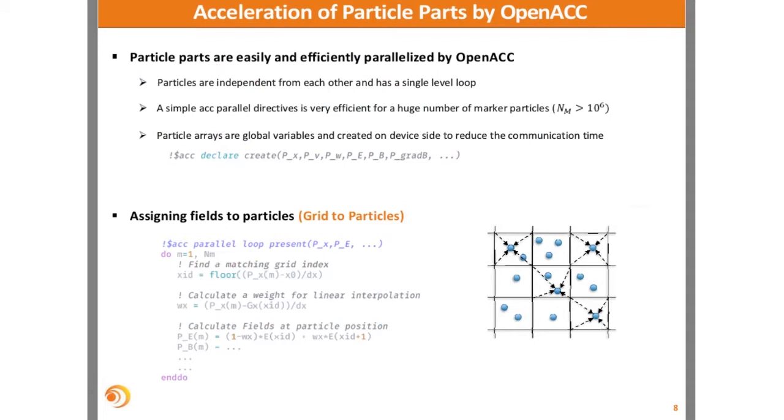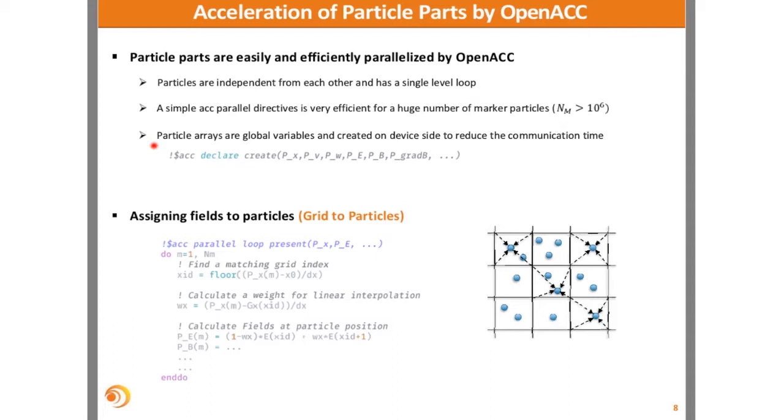And these particle parts are very easily and efficiently parallelized by OpenACC or MPI because the particles are basically independent from each other. And it has a single level loop in terms of the parallelization. So very basic, simple ACC parallel directives are very efficient for a huge number of particles, at least millions or billions of particles. And the most important thing from our experience for the performance is that the copy from the host to the device or from the device to host is a bottleneck of our simulation.